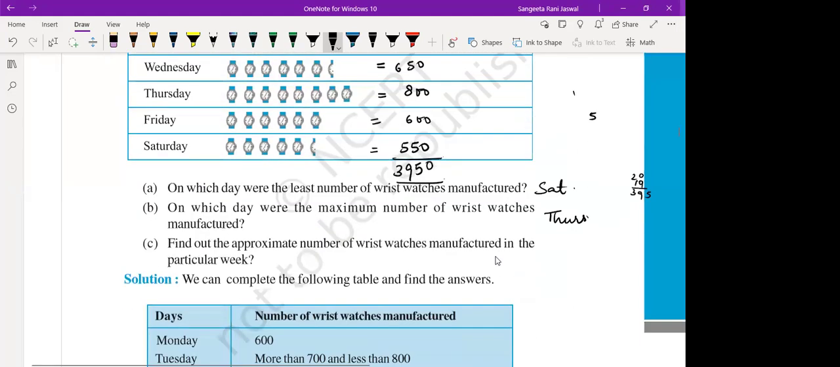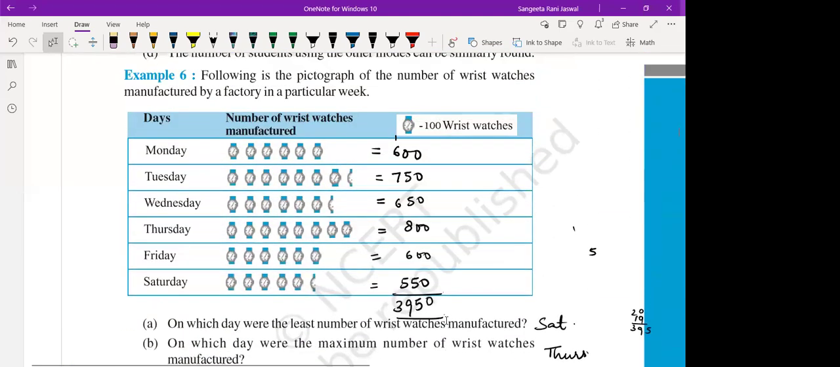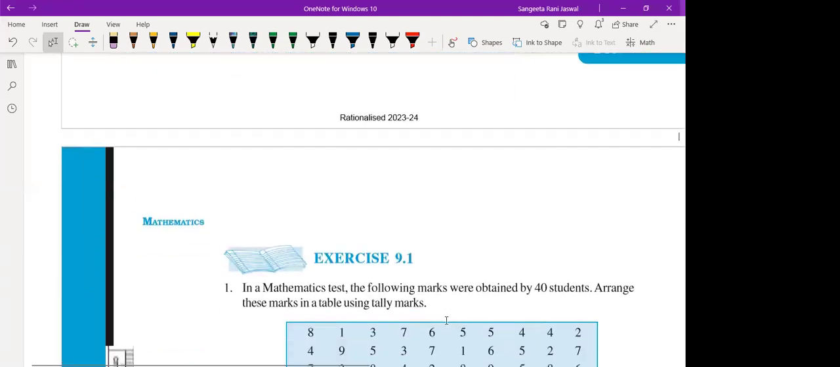Okay, good. On Saturday, I wrote 500 instead of 550. Okay, so find out the maximum. So that is the maximum number of wristwatches manufactured in the complete week: 3,950. Okay, we can complete the following table and find the answers. We have already done this, we don't need it.